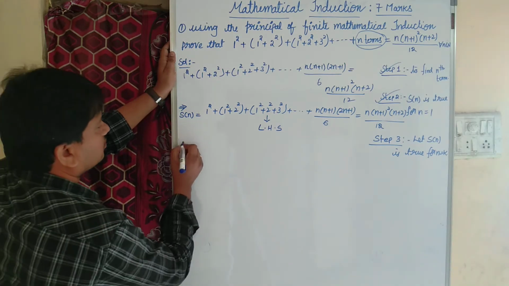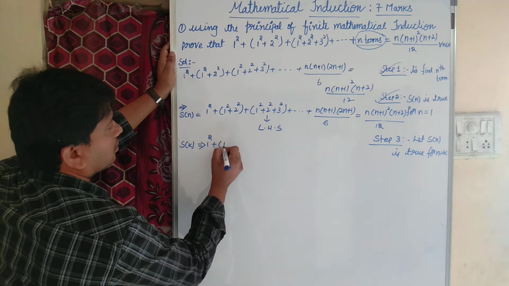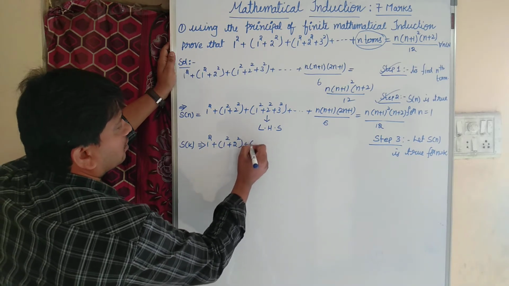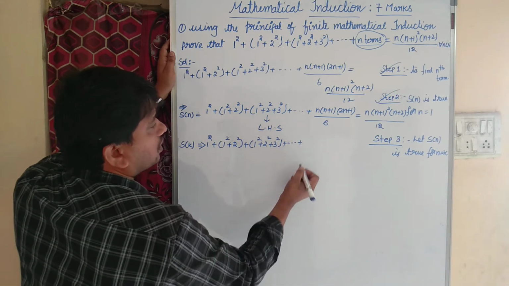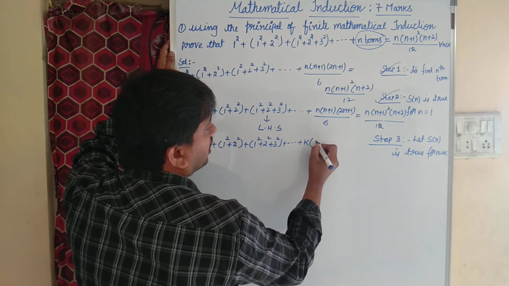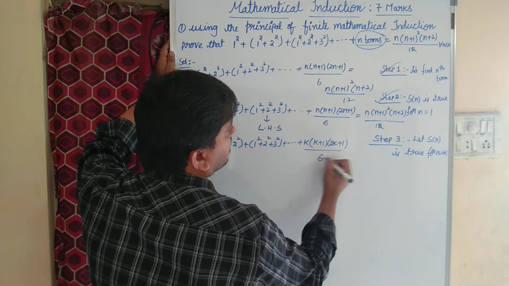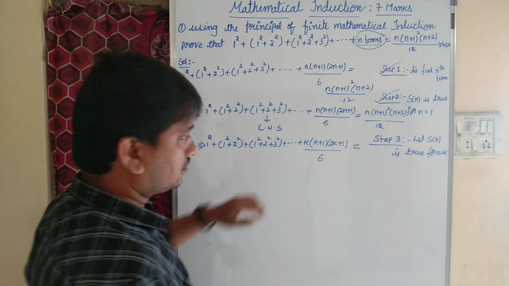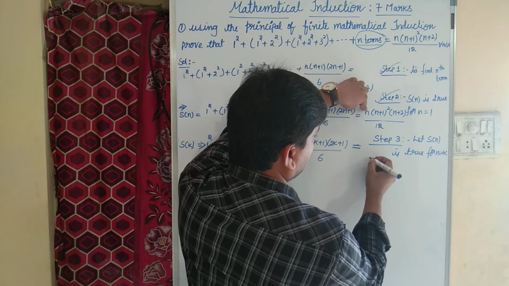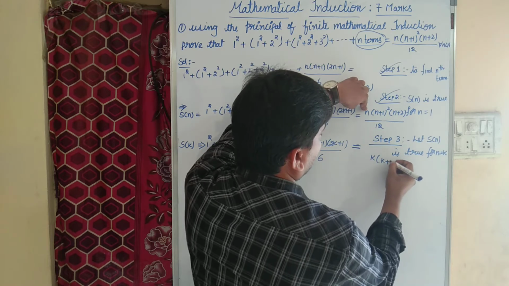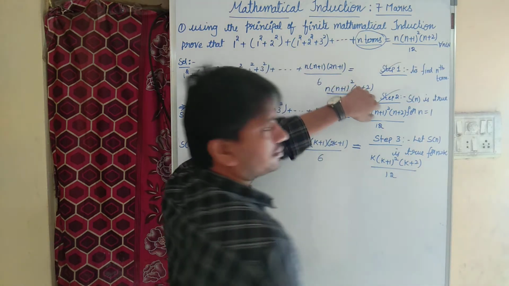In place of n, we need to substitute. So, 1 square plus 2 square plus 3 square plus and so on, in place of n we substitute k: k into k plus 1 into 2k plus 1 divided by 6 equal to, in place of n we substitute k: k into k plus 1 whole square into k plus 2 divided by 12.